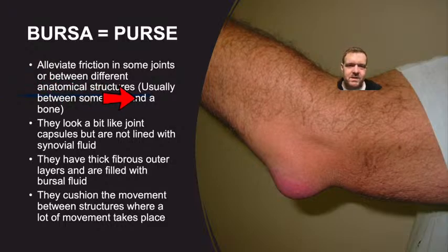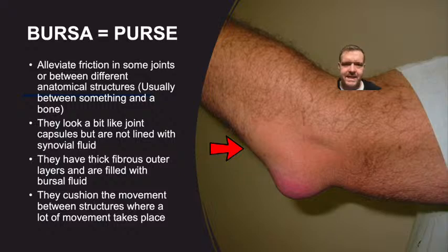It's usually between something and a bone. They look a bit like a joint capsule, but are not lined with synovial fluid. They have a thick fibrous outer layer and are filled with bursal fluid. Okay, and it's that bursal fluid that can become inflamed. They cushion the movement between structures where a lot of movement takes place. One of the reasons why people often get this kind of swelling here is because of leaning on the elbows.